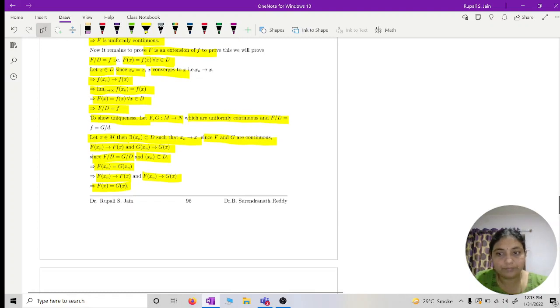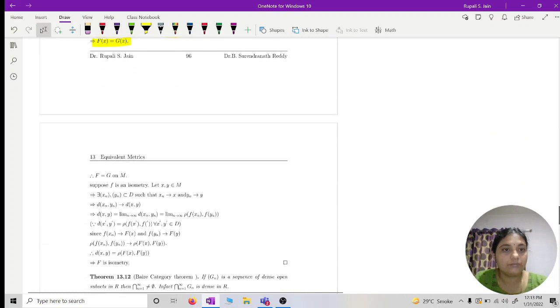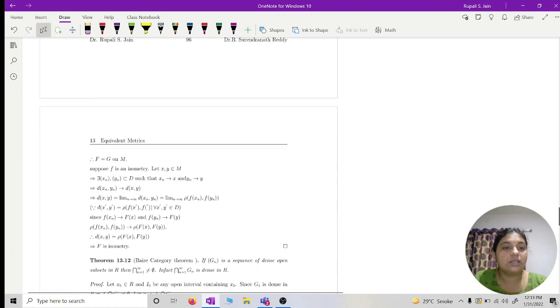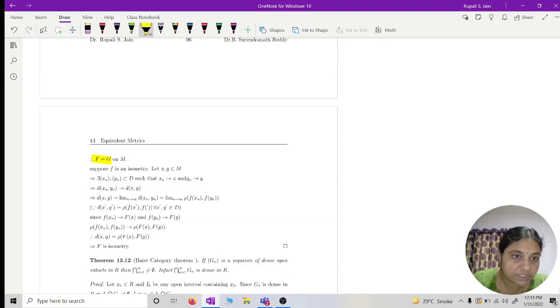Is that okay? So this gives us that F is nothing but g on M. F is equal to g on M. Now suppose f is an isometry. So let x, y belong to M.